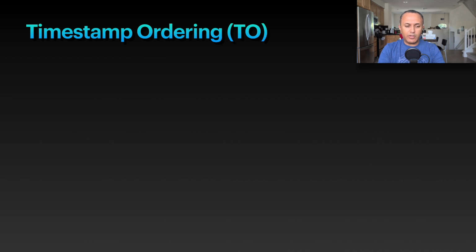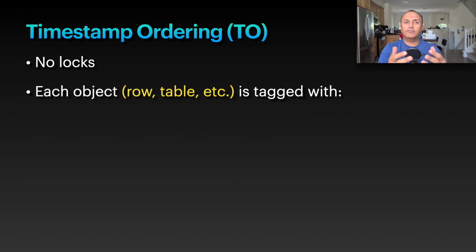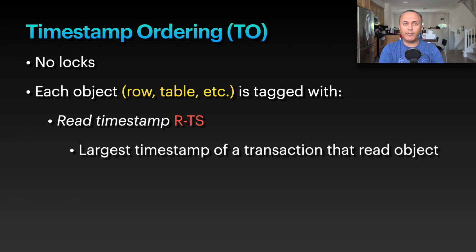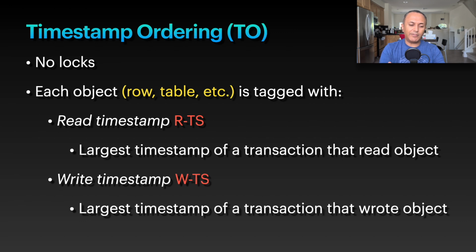All right, so again, talking about timestamp ordering, like I said earlier, we don't use locks. So any of the things we've seen before with locking do not apply. In this scenario, each object that we perform reads or writes on, whether it's a row, a table, an attribute, whatever level of granularity, has to be tagged with some metadata. Since we're talking about timestamp ordering, the main information we need is timestamps. So aside from the timestamp assigned to each transaction, we also have a read timestamp for every object, which is the highest timestamp of a transaction that reads this object. And we also have a write timestamp, which is the largest timestamp of a transaction that writes this object.